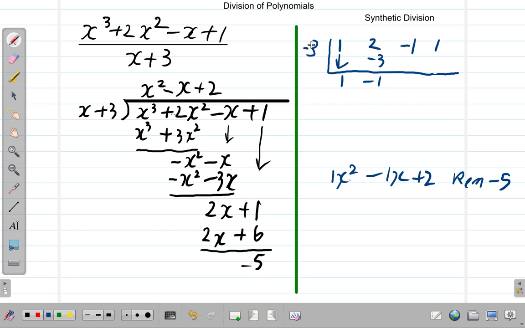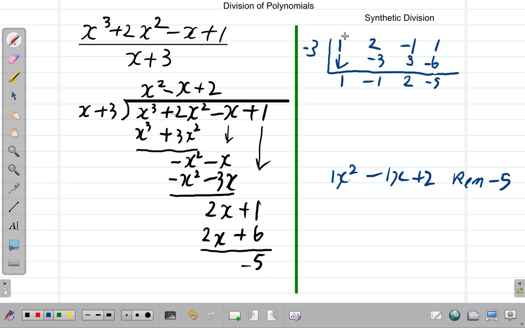And then multiply negative 3 times negative 1, which gives you a positive 3. Then you add now, because remember, signs are reversed. It was a positive 3 used, now it's a negative 3. So instead of subtracting, you add: negative 1 plus 3 gives you 2. Then negative 3 times 2 is negative 6. And then you add 1 plus negative 6, which is negative 5.